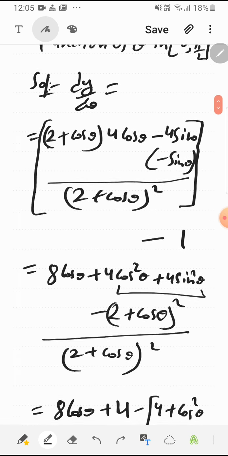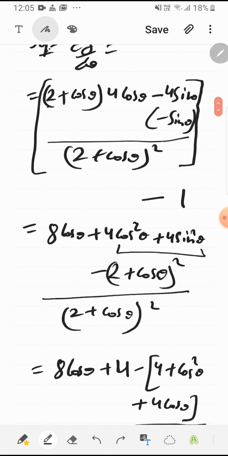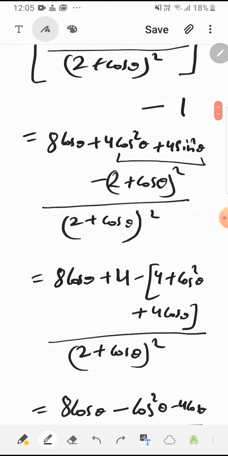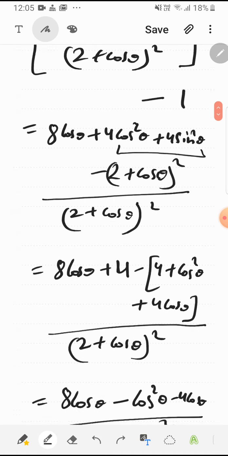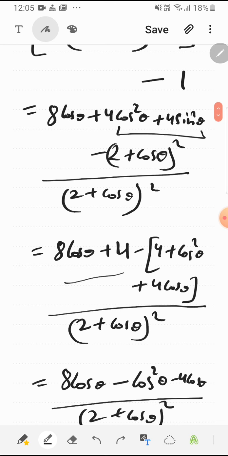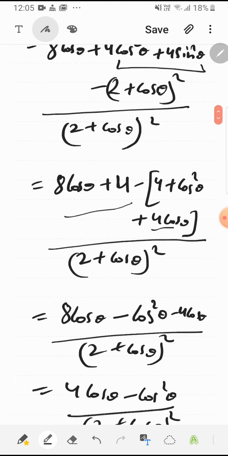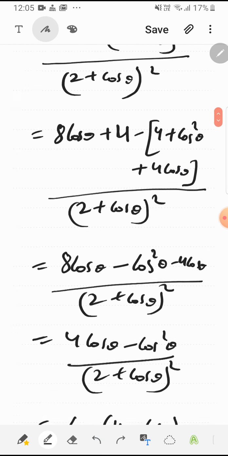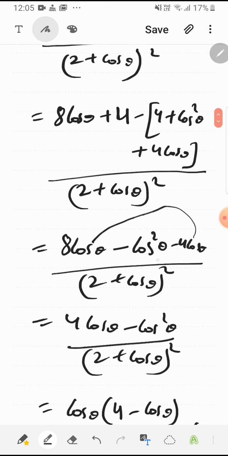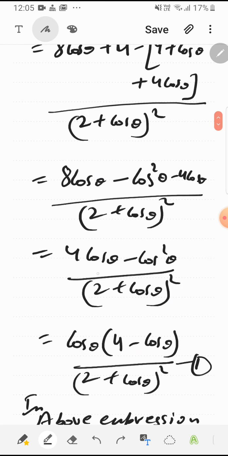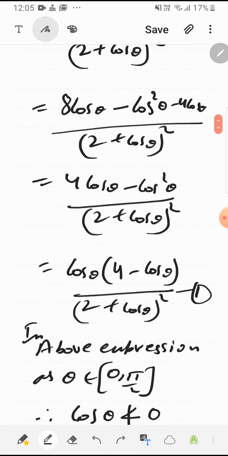Then again opening the bracket and doing the necessary simplification, we reach the position where we can write 8 cos theta plus 4 in the bracket minus (4 plus cos square theta plus 4 cos theta). Again opening the bracket, 4 cancels out, and subtracting 4 cos theta from 8 cos theta, we are left with 4 cos theta minus cos square theta. Now taking cos theta common from these two expressions, we get expression 1, where cos theta is multiplied with (4 minus cos theta) upon (2 plus cos theta) whole square.